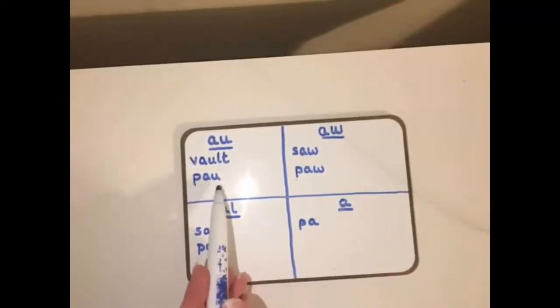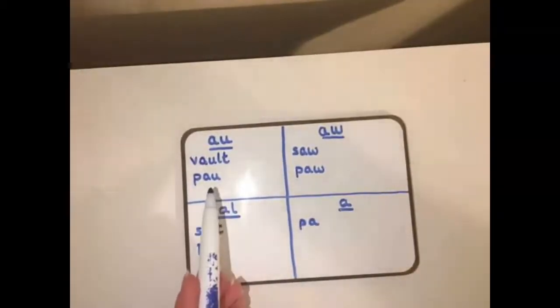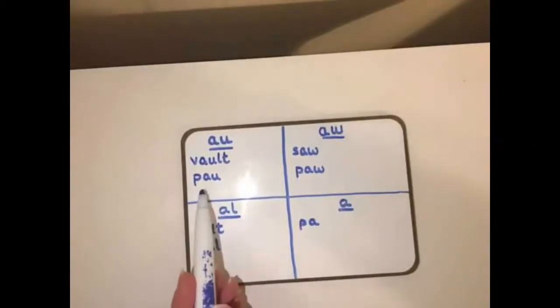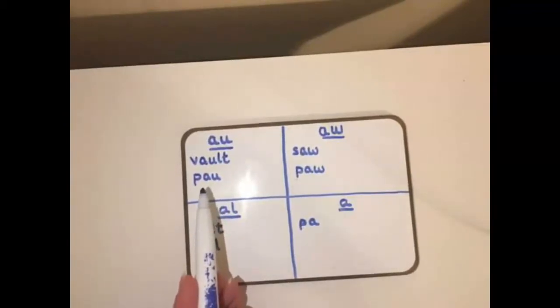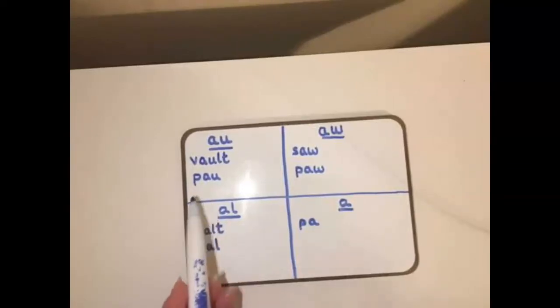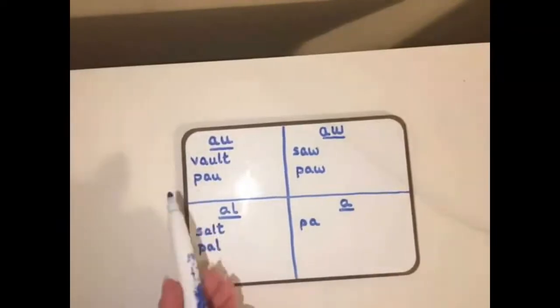AU does not usually come at the end of English words. It might come at the end of words that are borrowed from other languages. I believe that this might be a word. I'm going to check it on the computer right now, just to see. No. It's a word from another language, but it's not part of the English language. So this is not an English word.